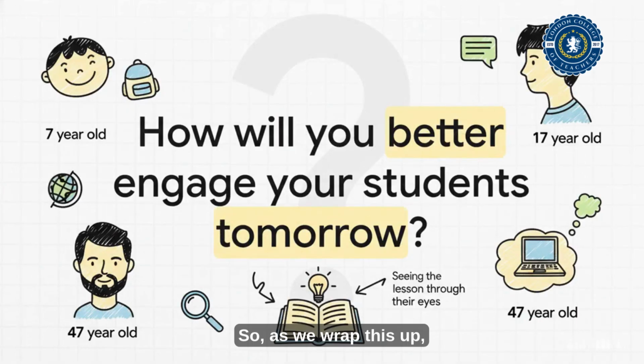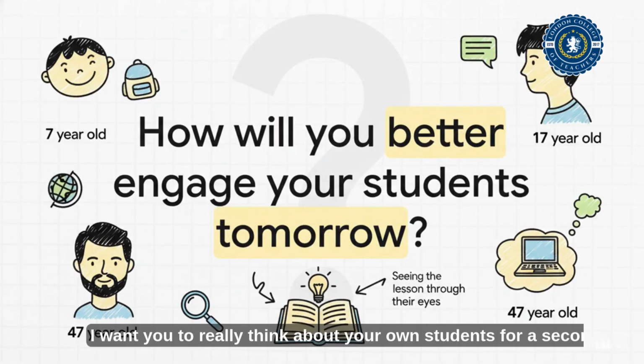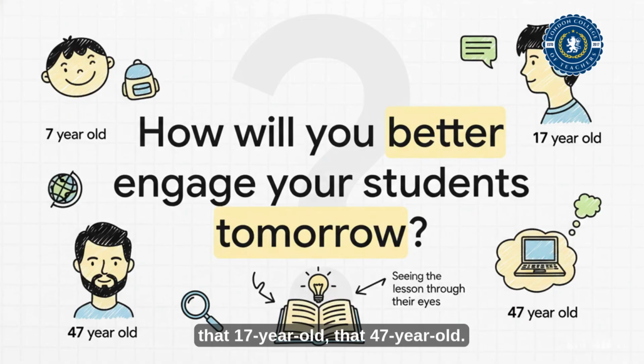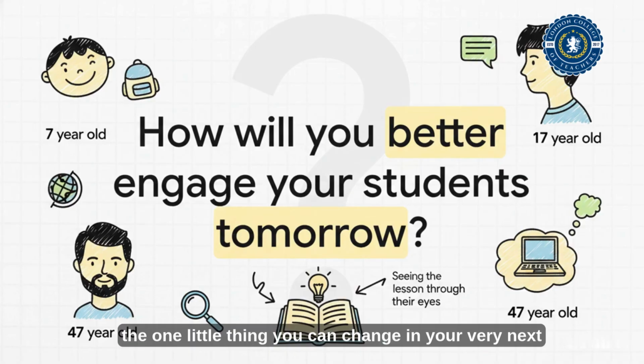So as we wrap this up, I want you to really think about your own students for a second. That 7-year-old, that 17-year-old, that 47-year-old. What is the one small shift, the one little thing you can change in your very next class to try and see the lesson through their eyes? Because that, right there, that's where the magic and the real learning truly begin.